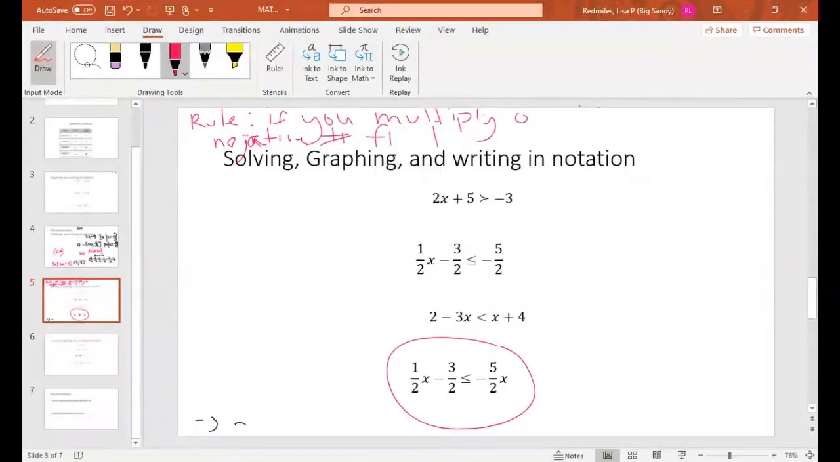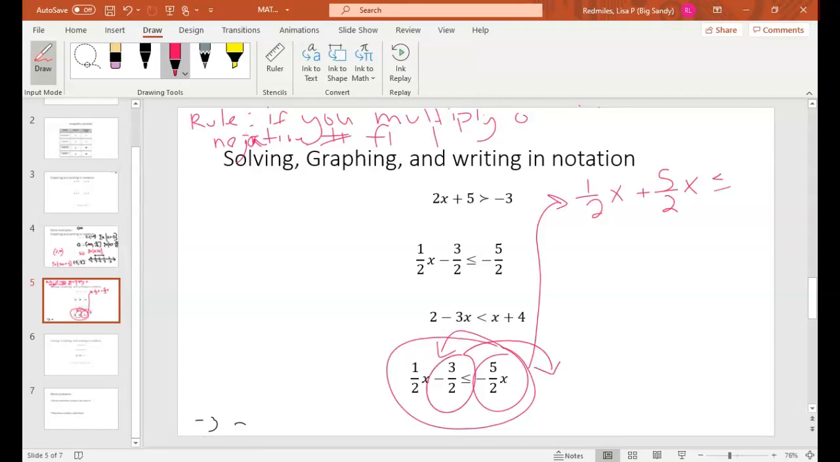this one, the difference between this one and the second one is that that's a -5 halves x. So I'm going to go ahead and bring that to the left side and make it a positive. And then I'll bring the -3/2 to the right side and make it a positive because it was a negative. Combine my like terms, so I have 6 over 2x less than or equal to 3/2. That's 3x is less than or equal to 3/2.